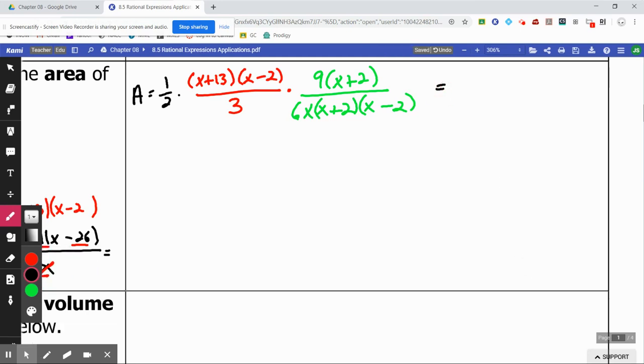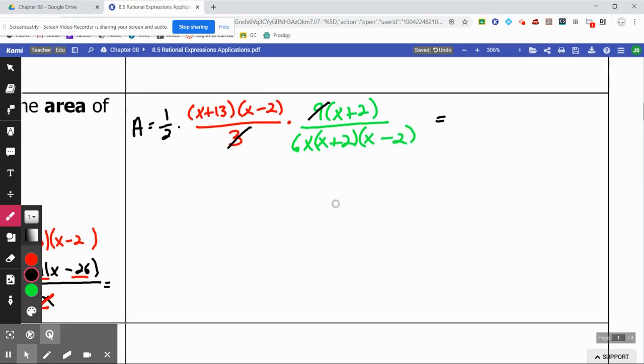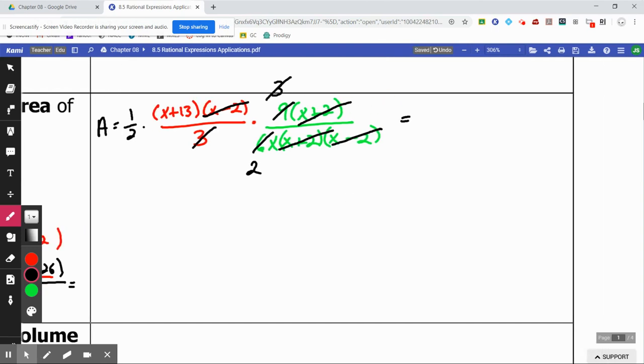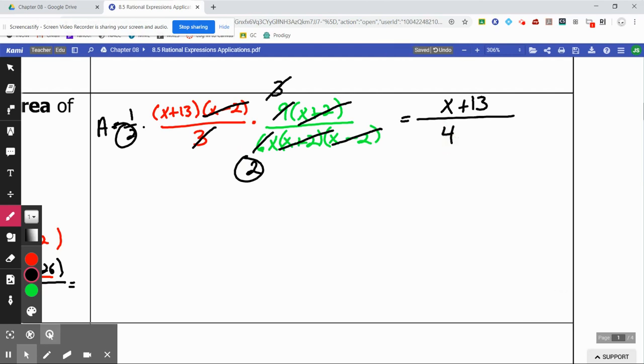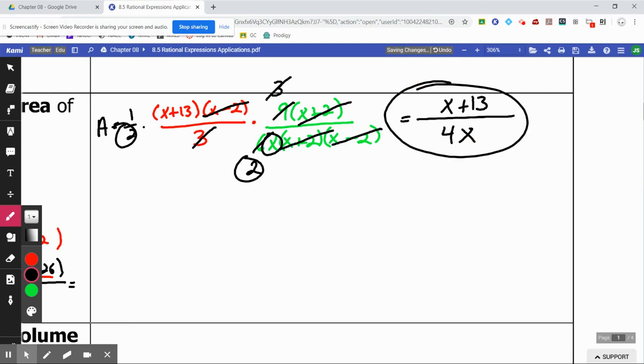Let's focus on our monomials first. The 3 and the 9 cancel and leave you with a 3. The 3 and the 6 cancel and leave you with a 2. And I believe that's everything we can cancel monomial-wise. So now the x minus 2's are gone. The x plus 2's are gone. So on top, you are left with the 1 and the x plus 13. On bottom, you have a 2 here and a 2 here, which gives you a 4 and the x. And that's going to be the area of this triangle.